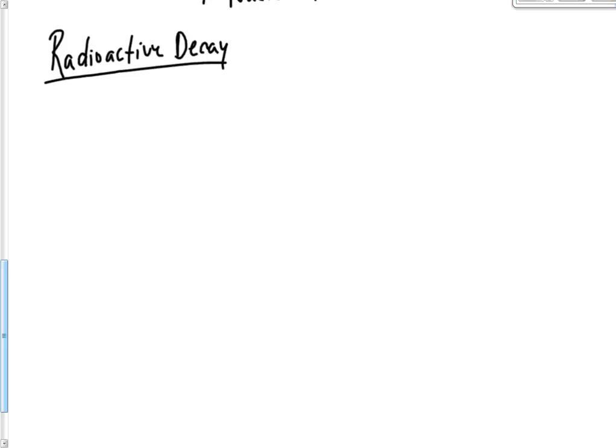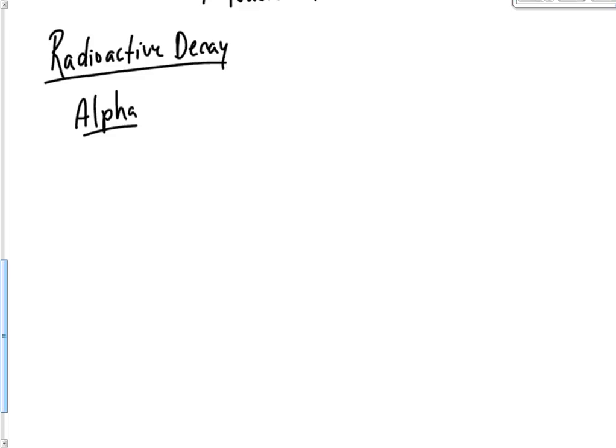So if we were to move on to radioactive decay. Radioactive decay is basically breaking down the nucleus. You have three different types that we're going to talk about: alpha, beta, and gamma. So the first one we're going to talk about is alpha.